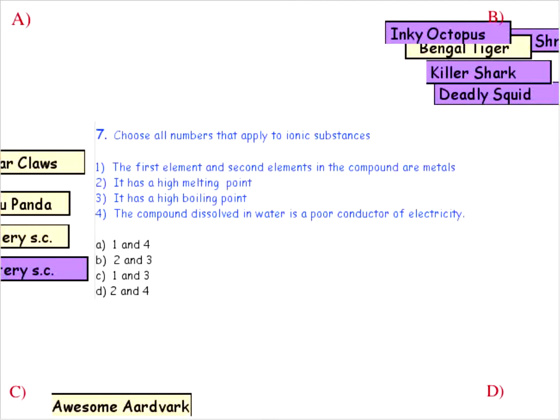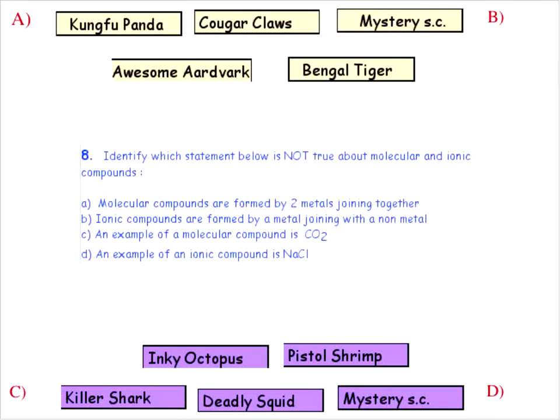Ionic substances have a high melting and boiling point, but they are not poor conductors, they're good conductors, and first and second elements in the compound are metals. Okay, so that's not true. One is a metal and one is a non-metal for ionic substances. Okay? Alright, let's move on, guys. I just realized we've got a fair amount to cover here. I got one other quick video I want to show you guys too.